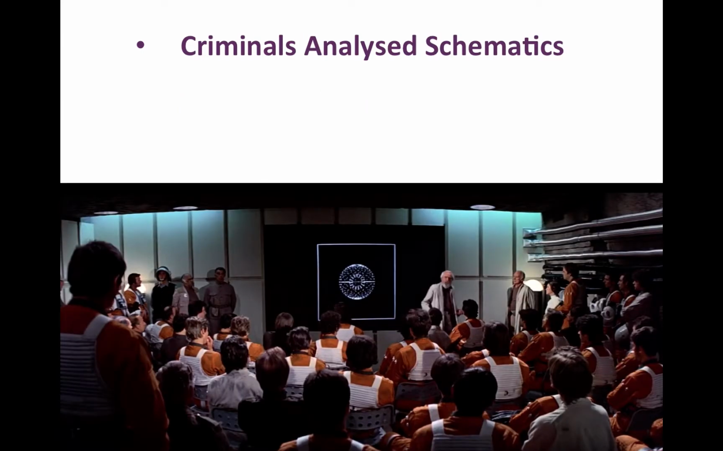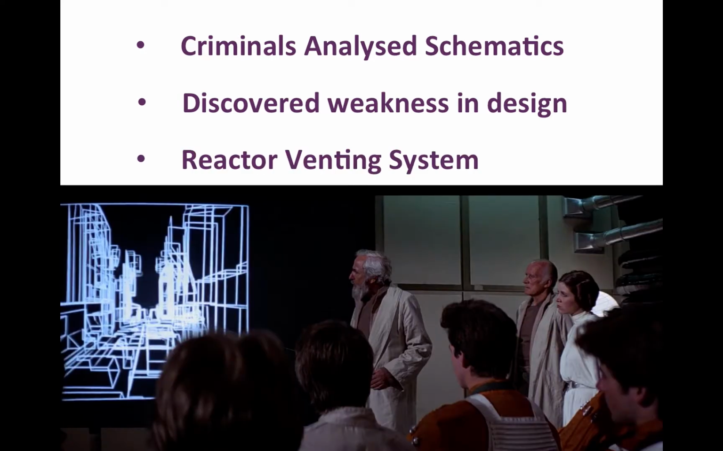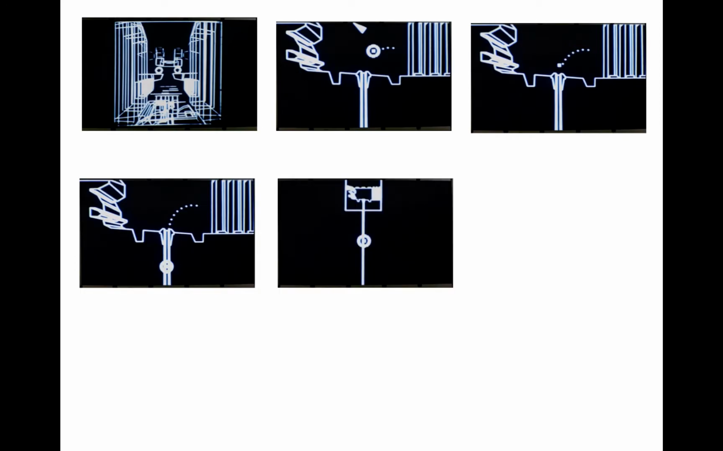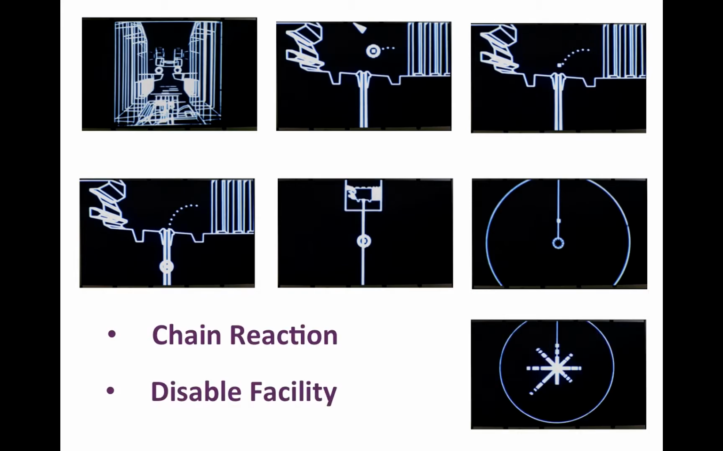The criminals analysed the drawings and discovered a weakness in the design, in particular a weakness with the reactor venting system. These two small exhaust ports were vulnerable to small arms fire. A photon torpedo, if it came into direct hit with this port, could travel down into the centre of the facility, cause a chain reaction which would disable the facility.